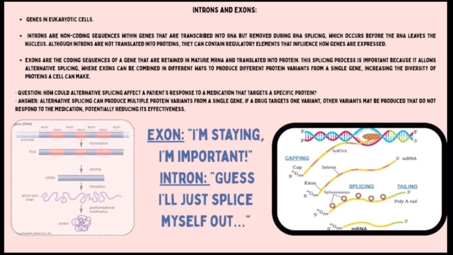In contrast, exons are the coding sequences of a gene that are retained in mature mRNA and translated into protein. This splicing process is important because it allows alternative splicing, where exons can be combined in different ways to produce different protein variants from a single gene, increasing the diversity of proteins a cell can make.